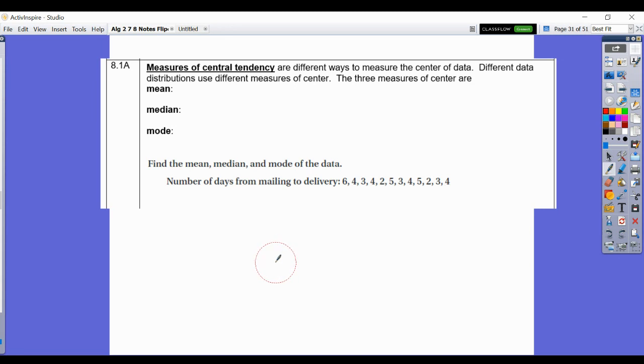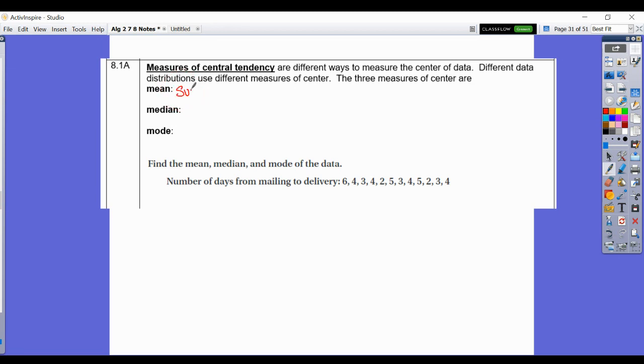Measures of central tendency. We are talking about mean, median, and mode. These are different ways to measure the center of data. And just to refresh your memory, try to remember what each of them are before I say it. But what is the mean of data? The mean, or the arithmetic mean, is the sum of the values divided by the total number of values.